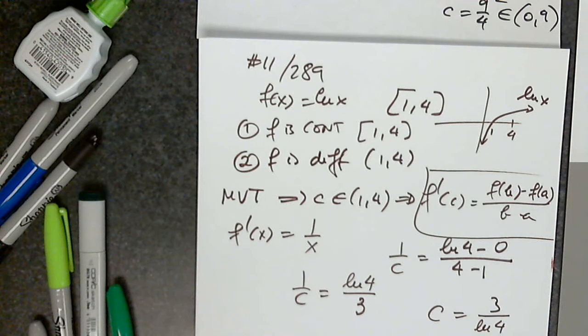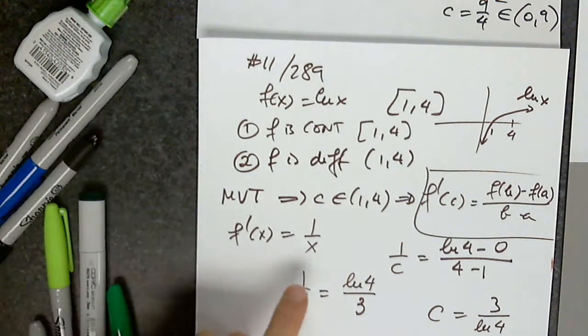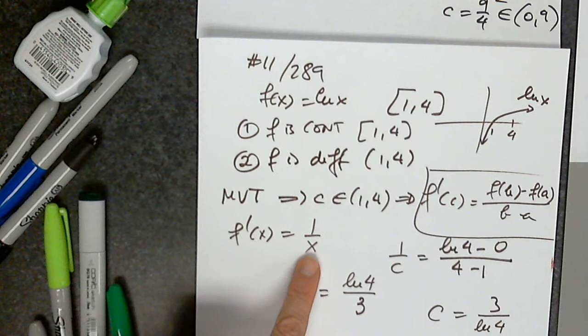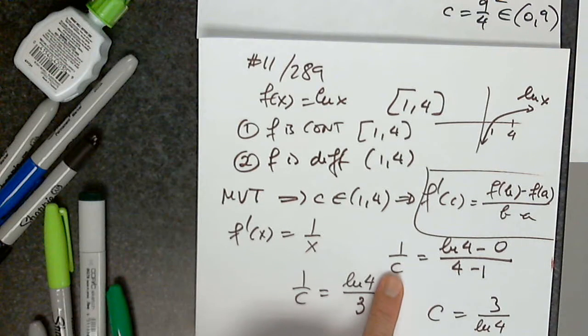Can you explain the 1 over c again? Yes. f prime of c. This is f prime. I just plugged in c in it, and I got 1 over c. Okay. Oh, okay. Sorry. No problem.